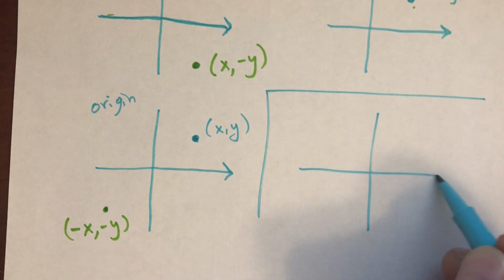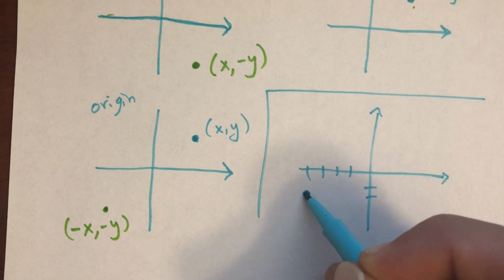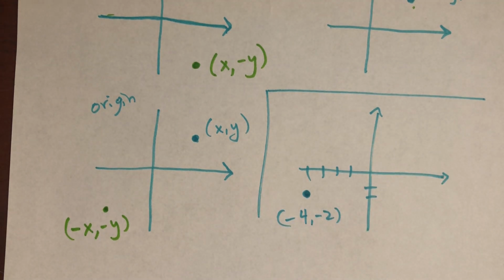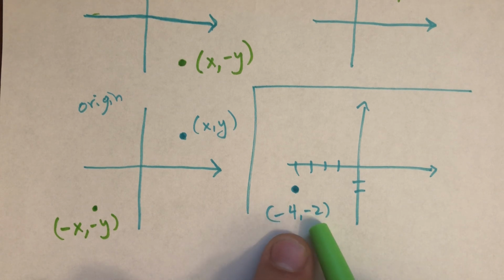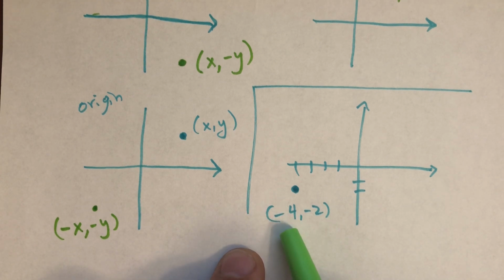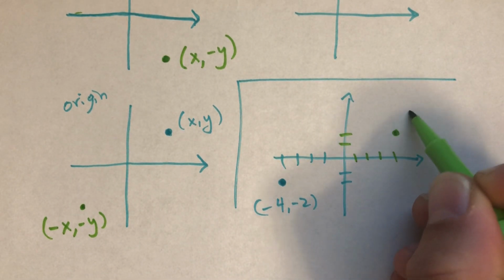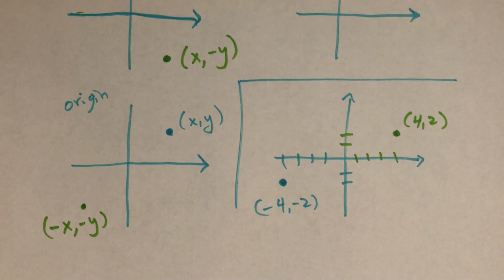So if I wanted to take this point right here, let's say (-4, -2), and I wanted to draw its reflection, or the point that is symmetric to it about the origin, I would make both of these values negative. So a negative -4 would be a positive 4, and a negative -2 would be a positive 2. So now these 2 points are symmetric with each other about the origin. All right, so just individual points, this isn't such a crazy idea.